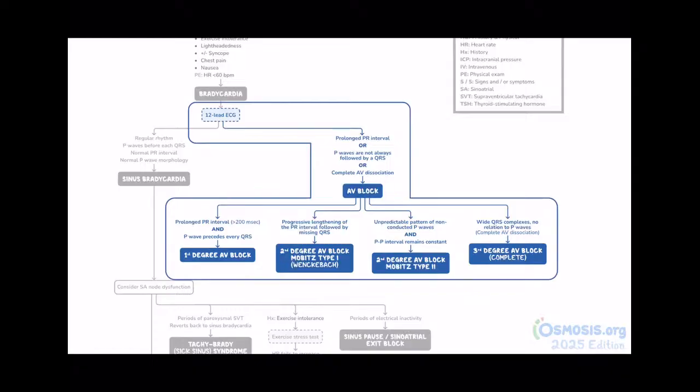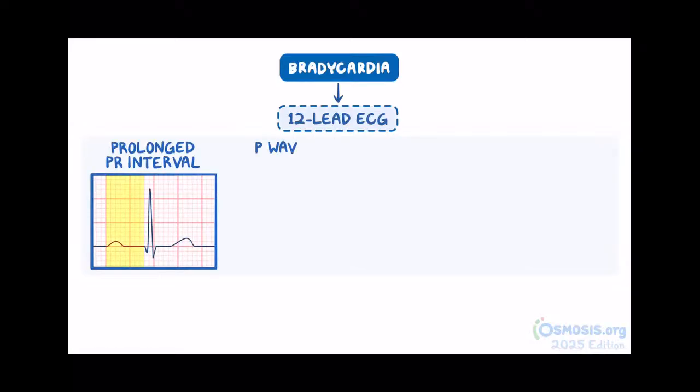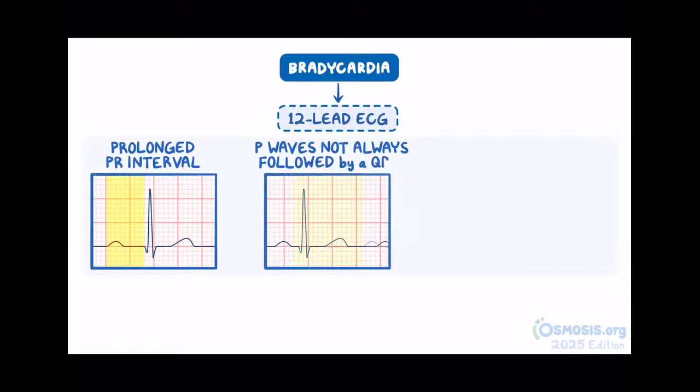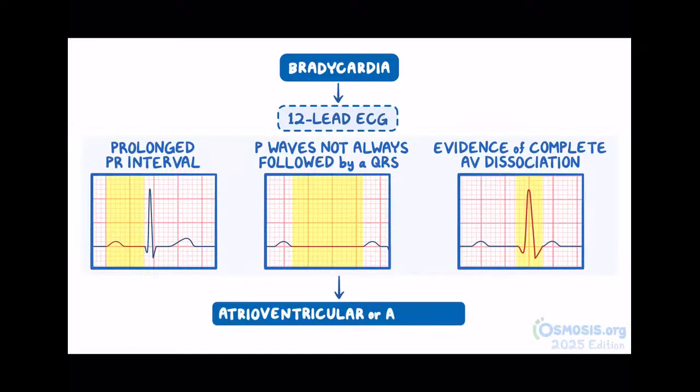All right, now that we've considered physiologic and reversible causes of sinus bradycardia, let's go back, revisit our 12-lead ECG, and discuss patients who have evidence of an atrioventricular block. The patients will have a prolonged PR interval, P waves that are not always followed by a QRS, or evidence of complete AV dissociation. If you see any of these findings, suspect an atrioventricular block, or AV block for short.